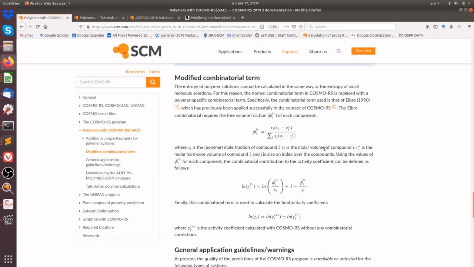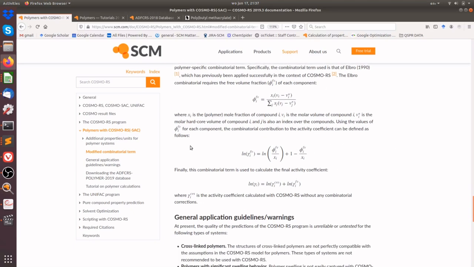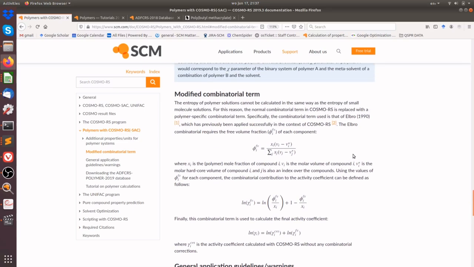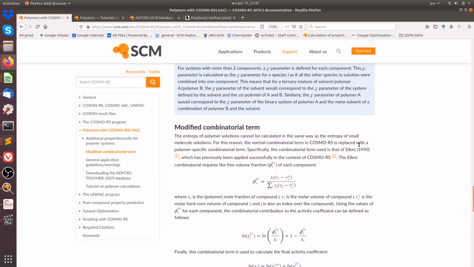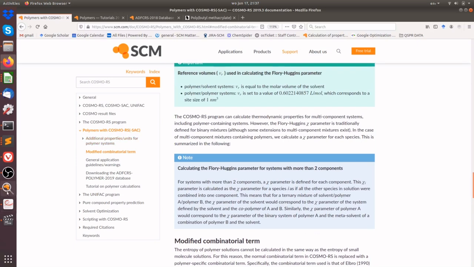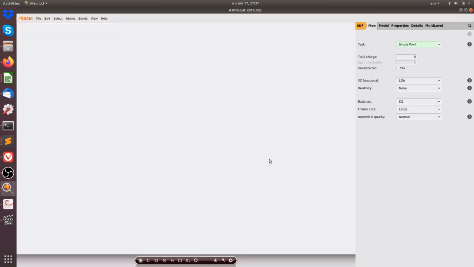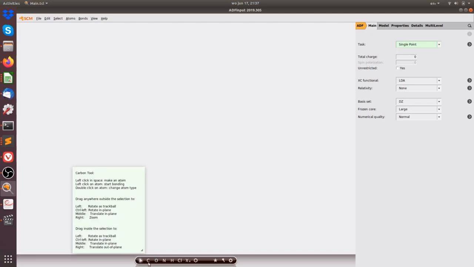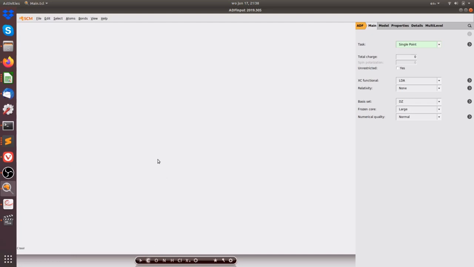But yeah, so there's plenty more information on this page. I refer you there if you have any further questions about this approach in general. But let's get started with doing some calculations. So I'll just open the ADF input window here, and so for example, if there's a polymer you're interested in that's not in the database, you can do a calculation with ADF input to put it in the database, or to put it in your local database.